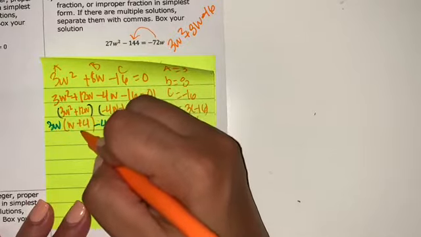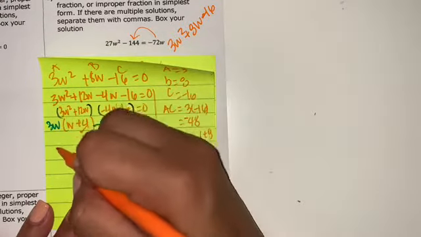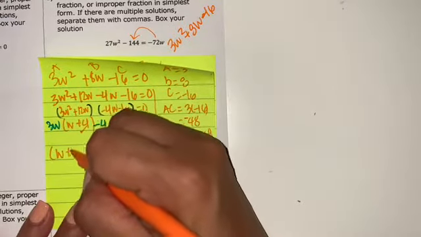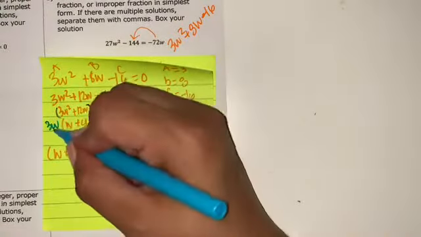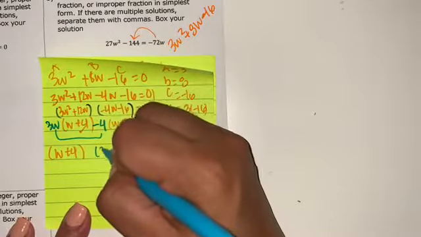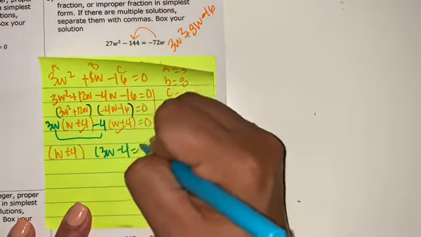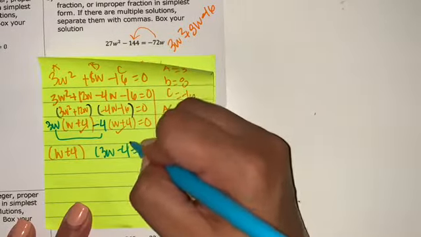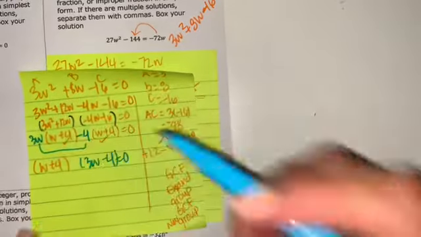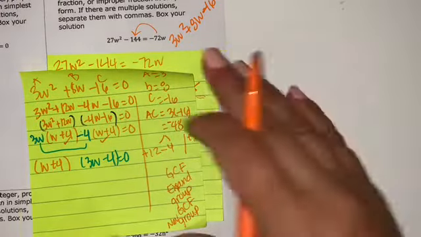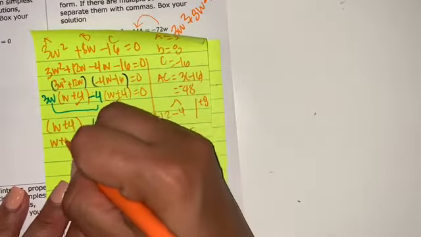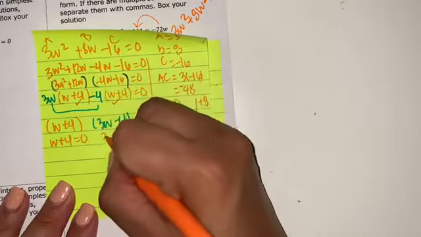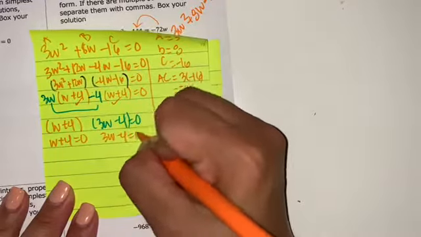This is going to be my first group. That's my first new group, w plus 4. And this is going to be my second group, 3w minus 4 equals 0. Both of those, so all together, w plus 4 equals 0. 3w minus 4 equals 0.